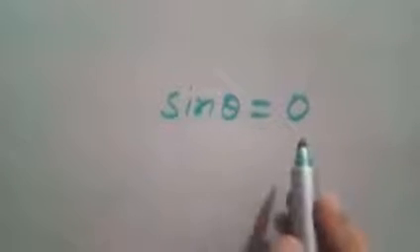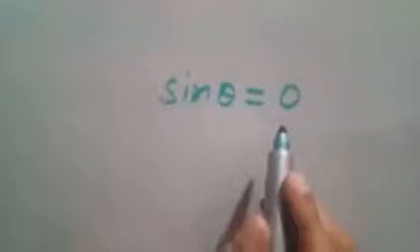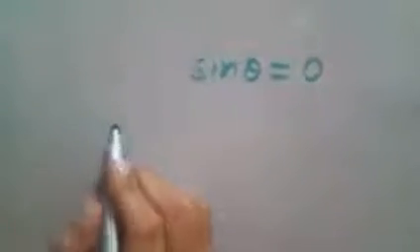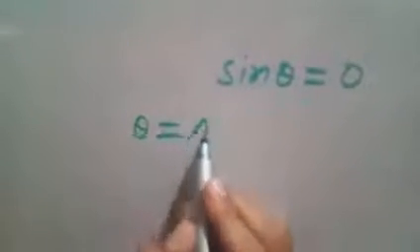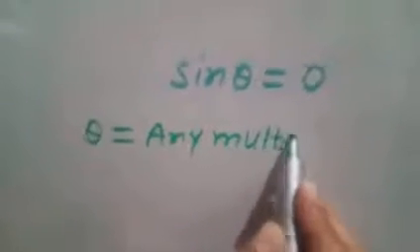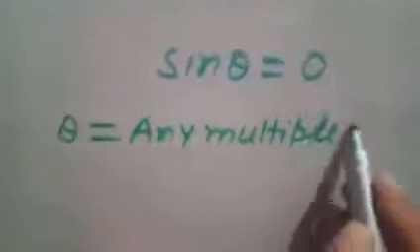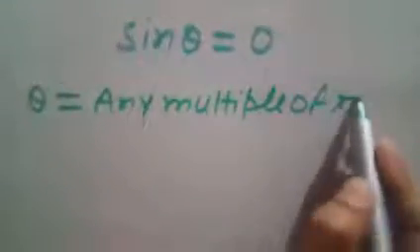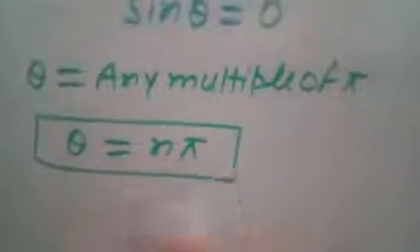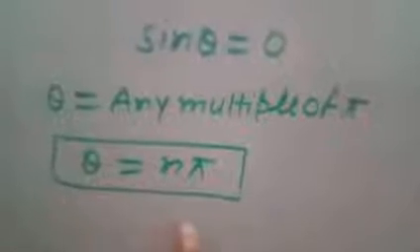Now if sin theta is equal to 0, then we know that the values of sin pi, sin 2 pi, sin 3 pi, sin 4 pi are all 0. So here we can write theta is equal to any multiple of pi. So simply we can write theta is equal to n pi. Whenever sin theta equals 0, the solution will be theta is equal to n pi.